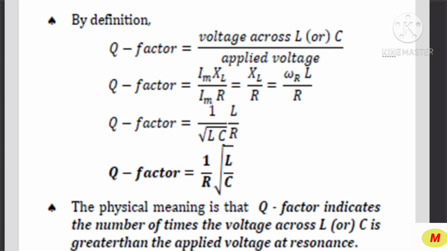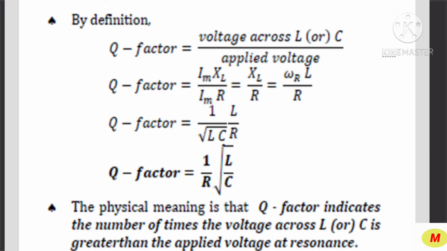By the definition, Q factor can be expressed as Q factor is equal to voltage across L or C divided by applied voltage, which is equal to Im into XL divided by Im into R, which is equal to XL by R, which is equal to omega_r L by R. Here, the omega_r in the numerator is replaced by 1 by root of L into C, so that the Q factor equation will become 1 by root of L into C into L by R. After simplification, this equation will become Q factor is equal to 1 by R into root of L by C.